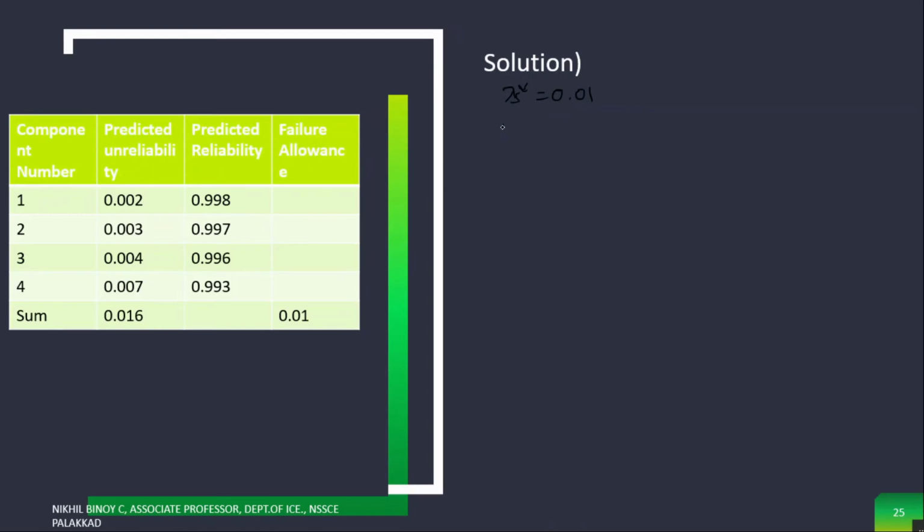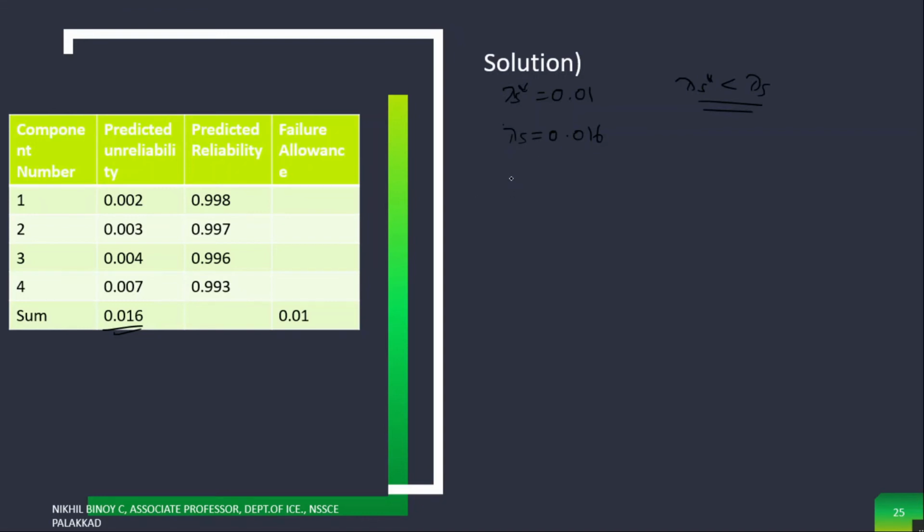The failure rate of the given system, lambda S, is equal to 0.016. We already have that value. So here you can see lambda S star is less than lambda S, so we can proceed. If lambda S star is greater than lambda S, please stop there and say the desired failure rate is greater than the failure rate of the given system, so there is no need of reliability allocation. Here it is less than lambda S, so you can proceed.